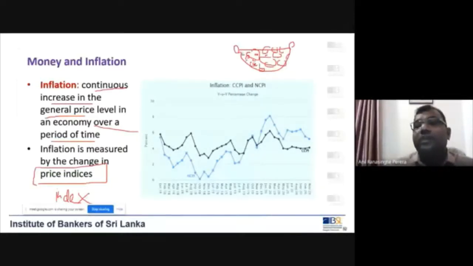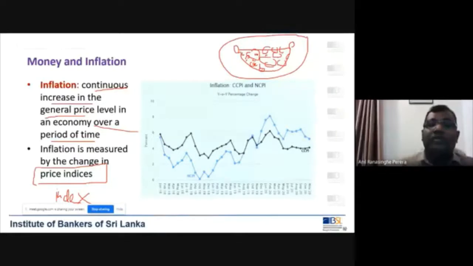This basket we select based on a survey in the economy. We try to identify what are the most popular or used items in the economy. So we do that using a survey. We call it a household survey. Out of this household survey, we identify the basket and we calculate the price of this basket for a particular year. How do you calculate the price of the basket?